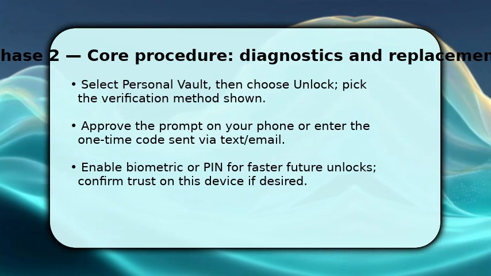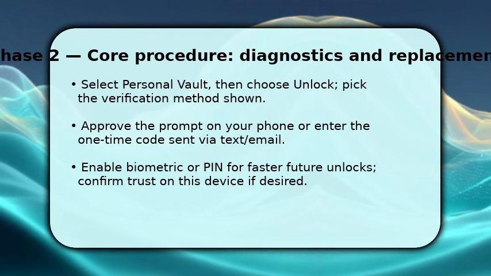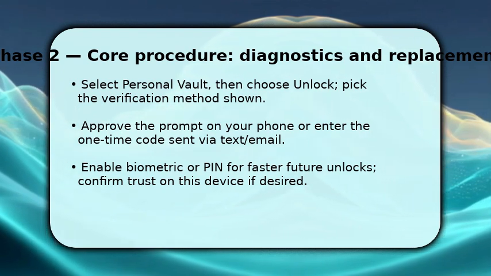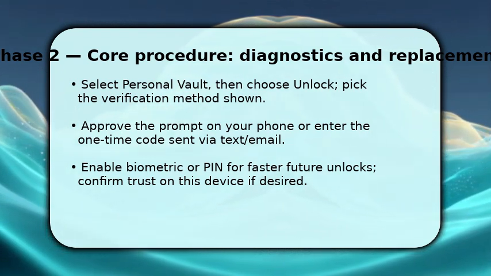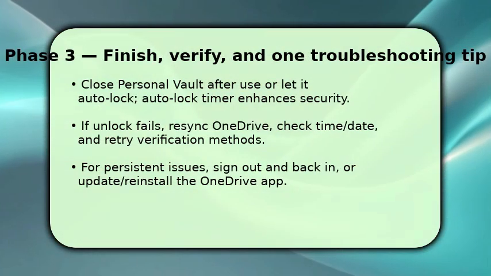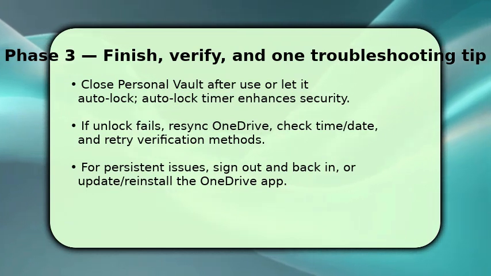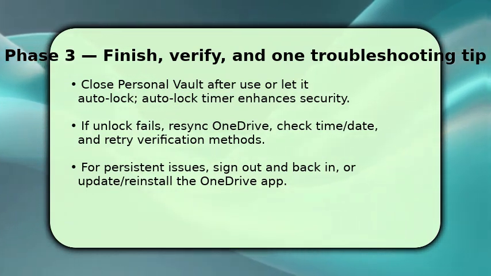Once verified, OneDrive decrypts the vault and displays contents. Make sure to opt into biometric or PIN unlock here if you want a faster, but still secure future access experience. After working inside Personal Vault, close it manually or wait for auto lock to engage. This protects files when you step away.